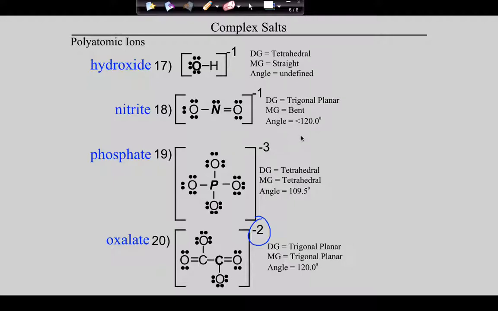So again, you won't need to memorize any of these, but you will need to be able to navigate this chart, as we are now going to use these ions to write chemical formulas for salts. These are what are called complex salts because they contain more complex polyatomic ions.